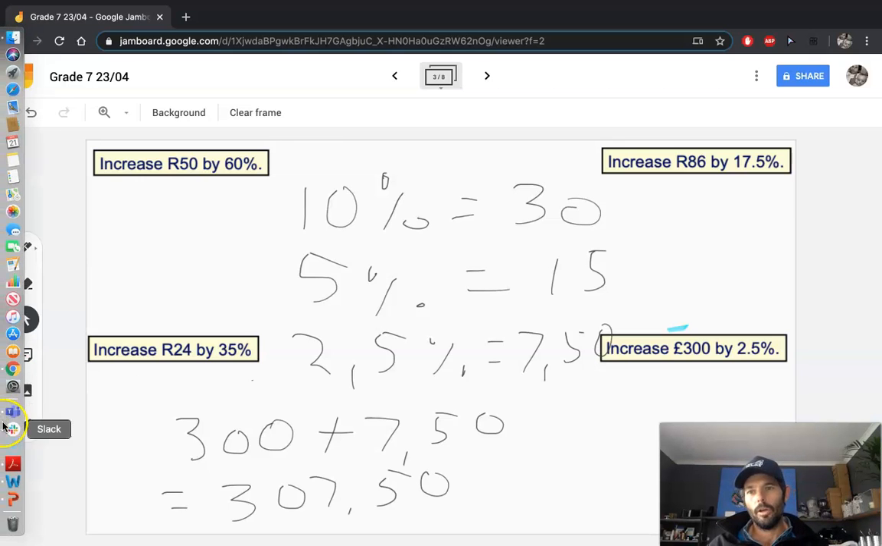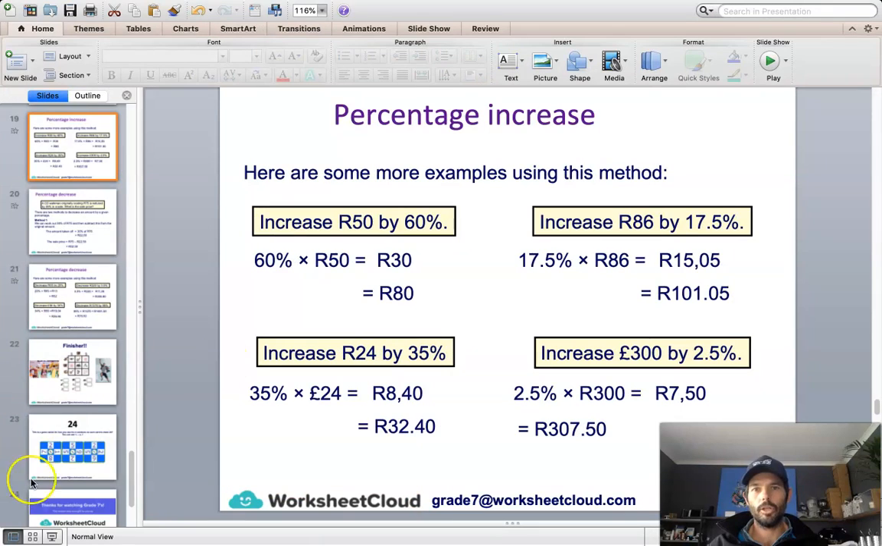Okay, so if I go back to the presentation, there are all the answers there for you. So if you want to rewind and go through them again, you can see that I've worked out what 60% of 50 is 30, and then remember I need to add that 30 to the 50 to get 80, and the same thing applies for all the other examples.